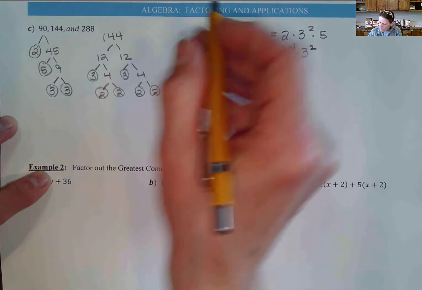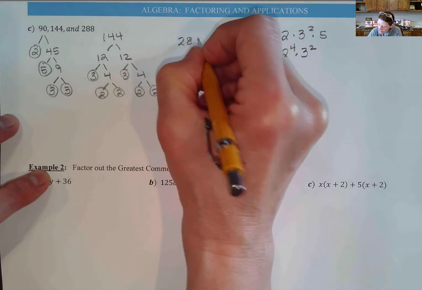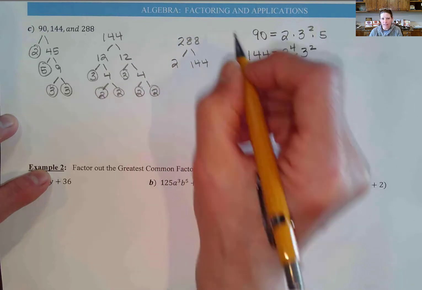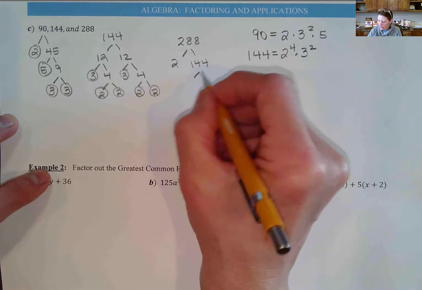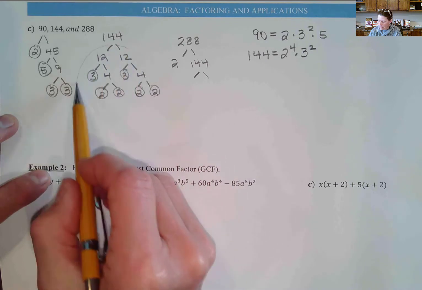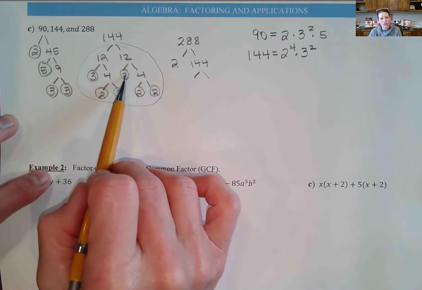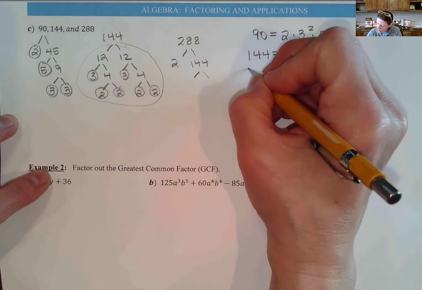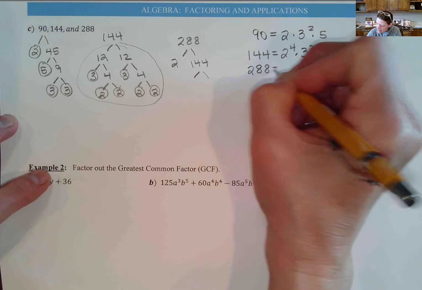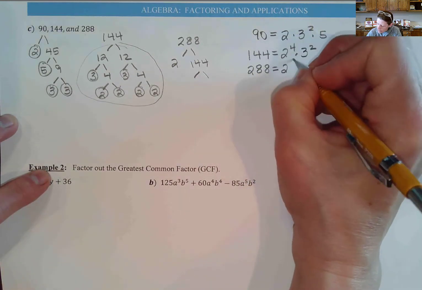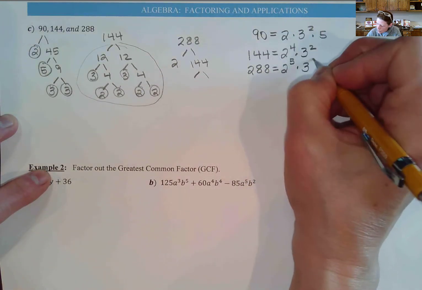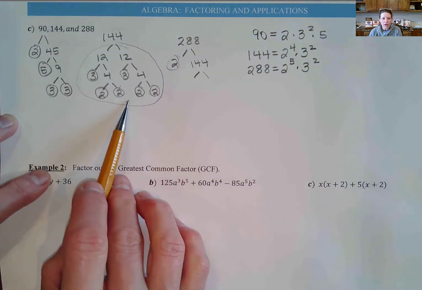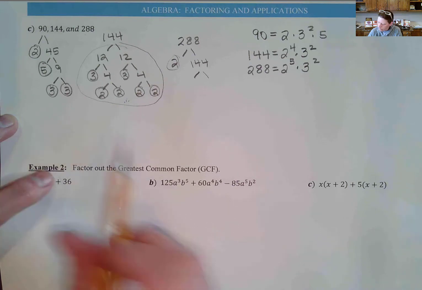And then lastly, 288. Well, that's 2 times 144, isn't it? And so our factors of 144 are exactly what we see in our previous tree for factoring 144. So we can conclude that 288 is 2 to the 5th times 3 squared because it has one additional factor of 2 beyond the 144 factorization.